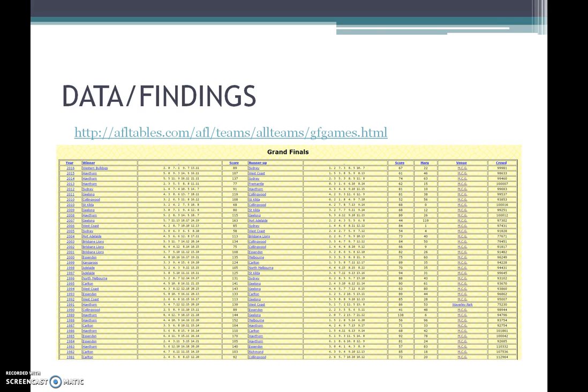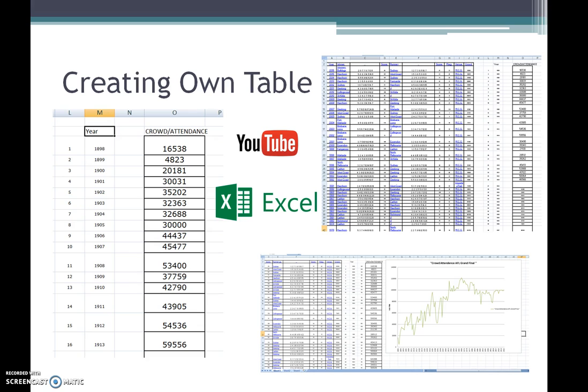So my data and findings. Originally I started at afltables.com, which is a very handy website. It gave me lots of information on each grand final, including year, teams participating, venue, score, and crowd. From this data, I started creating my own table, with things that are relevant to my investigation, such as the year, the crowd attendance, and what number grand final that was.